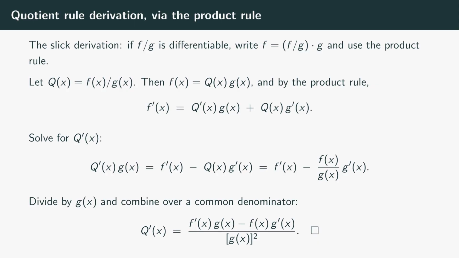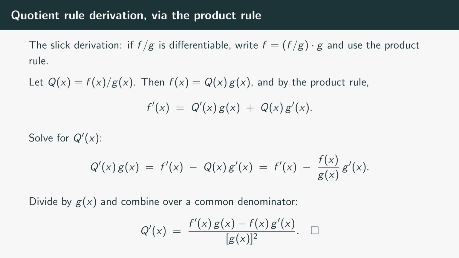Here's the derivation, and it's a beauty. The trick: assume f over g is differentiable and call it big Q. Then f equals Q times g by the very definition of Q. F is now a product, and we can apply the product rule we just proved. Differentiate both sides of f equals Q g. The left is f prime. The right, by the product rule, is Q prime g plus Q g prime.